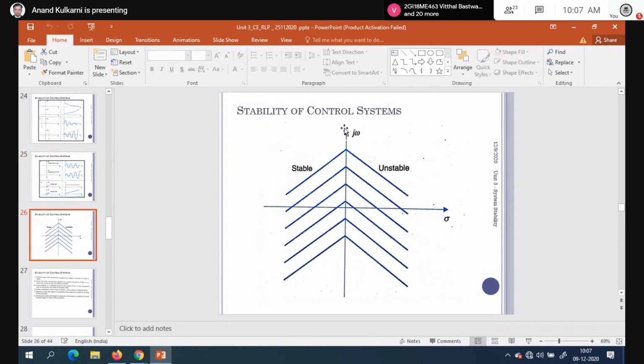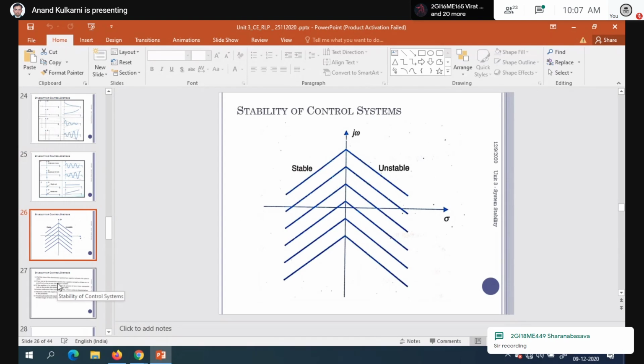Indirectly, if the roots are lying on this side of the j omega axis, then the system is unstable, and this side it is unstable. So this is called the S plane, the sigma j omega plane.